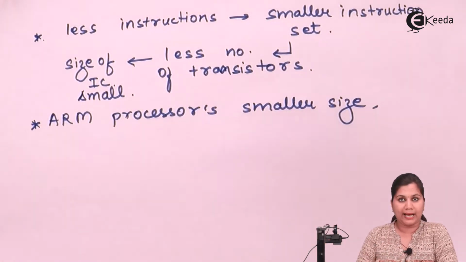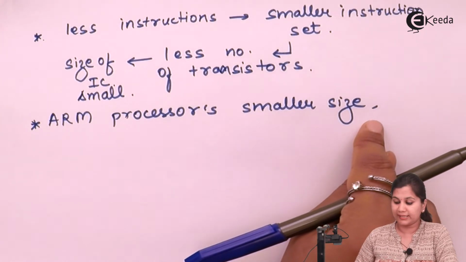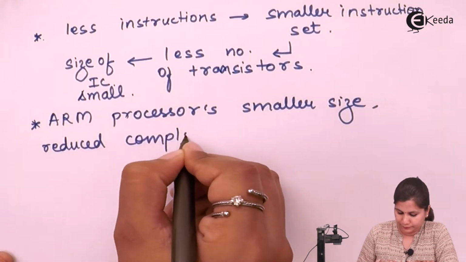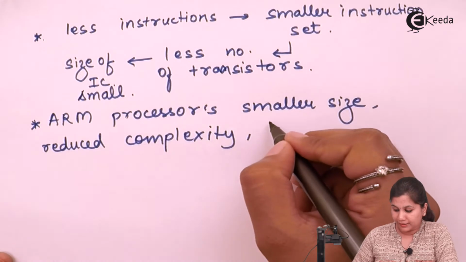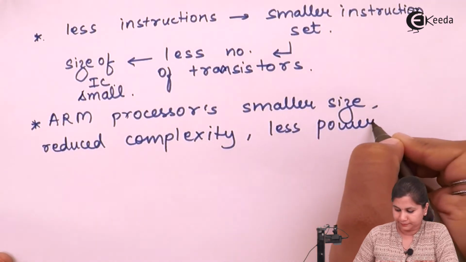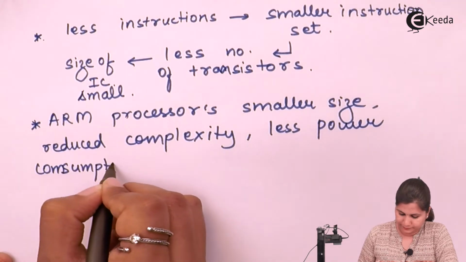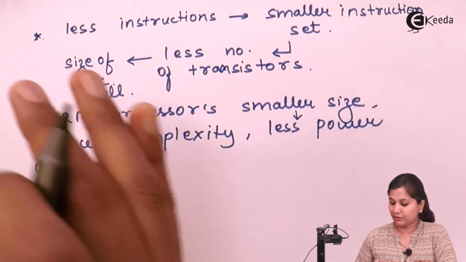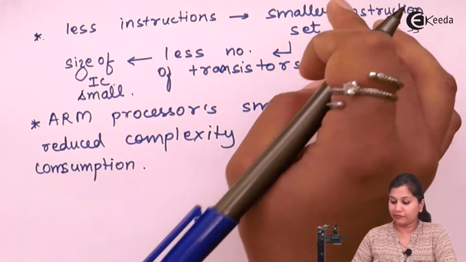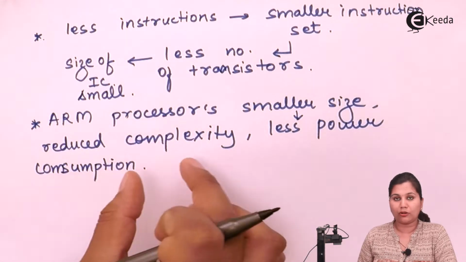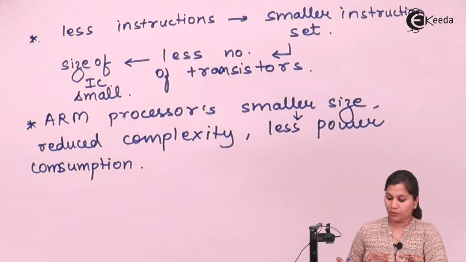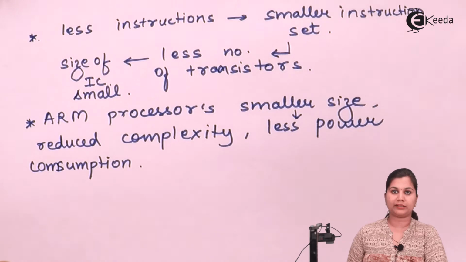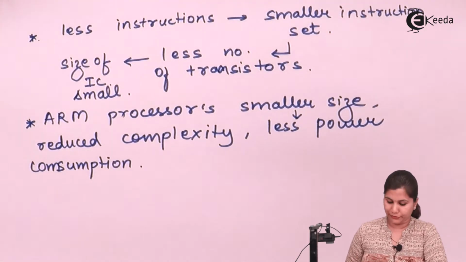So one feature was high speed, another feature was a smaller size. Now as the size is small, the power consumption will be less. Small size means less number of components, so less power consumption. Also, if the instructions are less, their complexity is also reduced. So smaller size, less power consumption, reduced complexity and high speed. These are the features of the ARM processor.